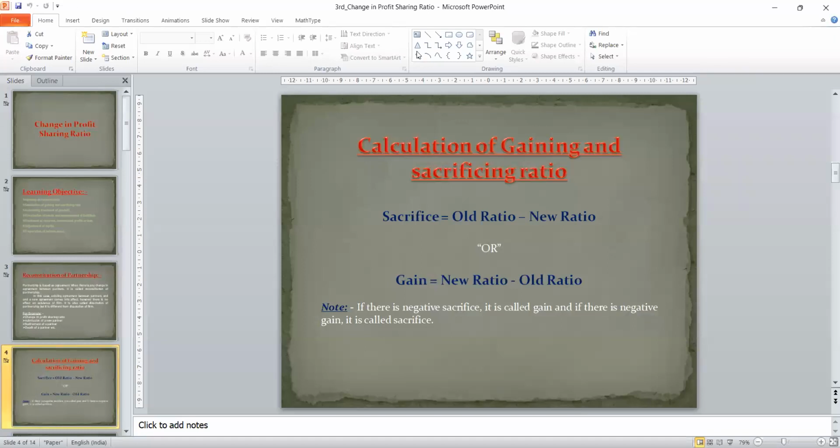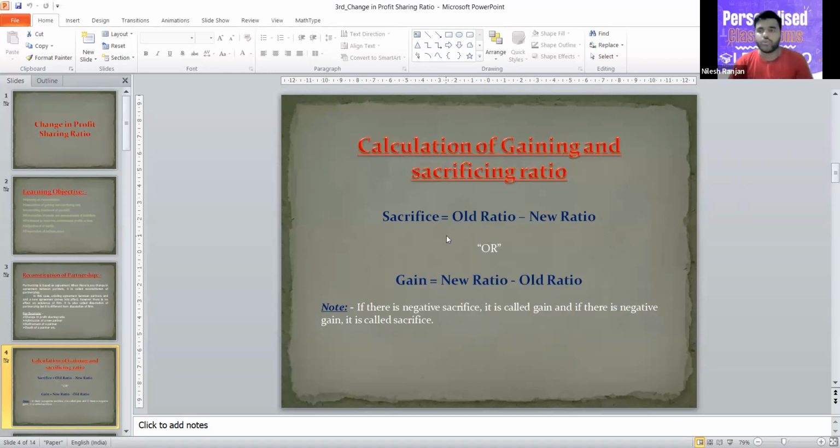Yes, sir. I can see. Okay. So sacrifice equals old ratio minus new ratio. Or if you use the formula for gain, then gain equals new ratio minus old ratio. It means the gain is just opposite of sacrifice. In sacrifice, we deduct new ratio from old ratio, and in calculation of gain, we deduct old ratio from new ratio. Okay, sir.